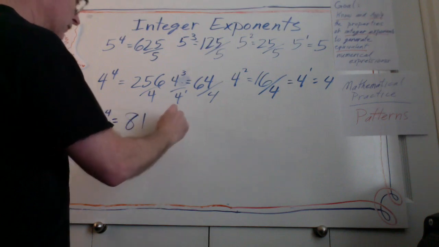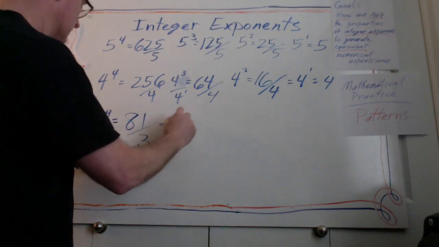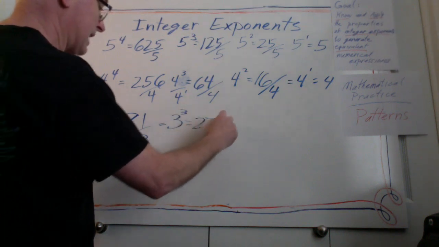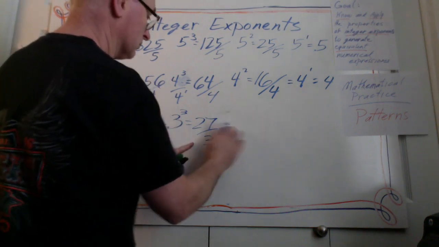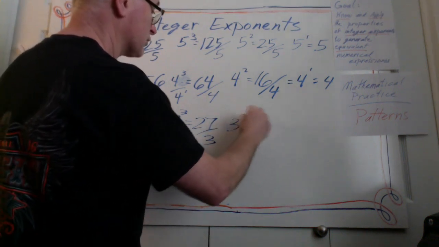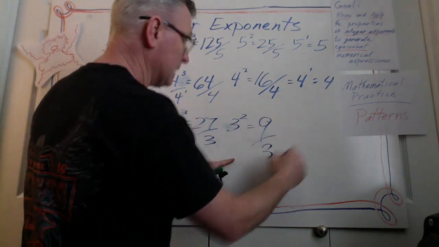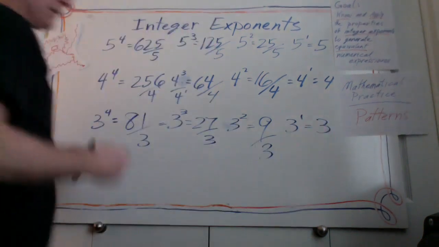We've got 3 to the fourth, which if I divide this by 3, goes 3 to the third, which is 27. Divide that by 3, which is 3 squared, which is 9. Divide this by 3 is 3 to the first, which is 3.